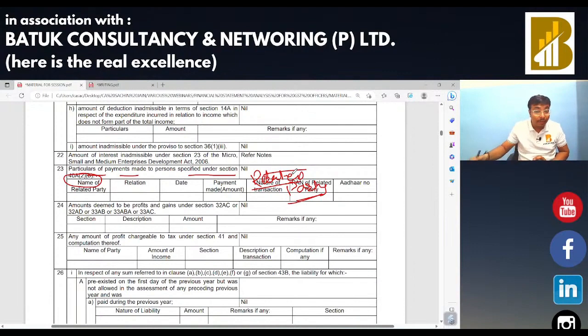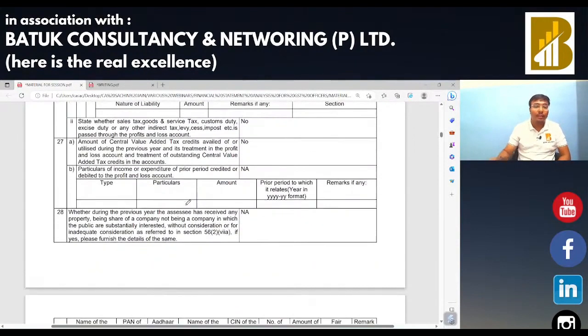So this is an important point from related party transactions and we can check the same from point number 23. Okay sir. Now next sir, point number 27. In that point number 27 they are going to provide the closing balance of input tax credit as on the last day of the financial year.